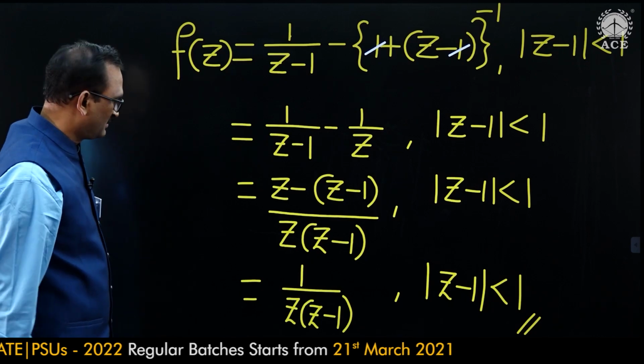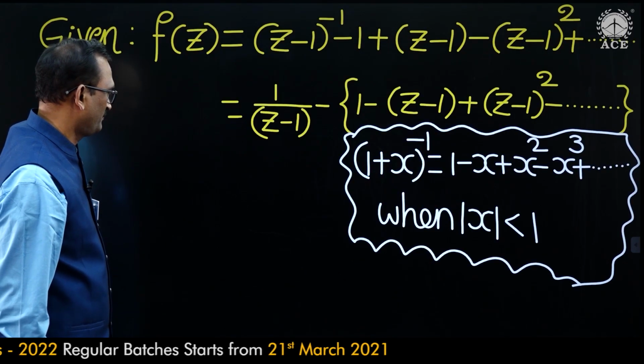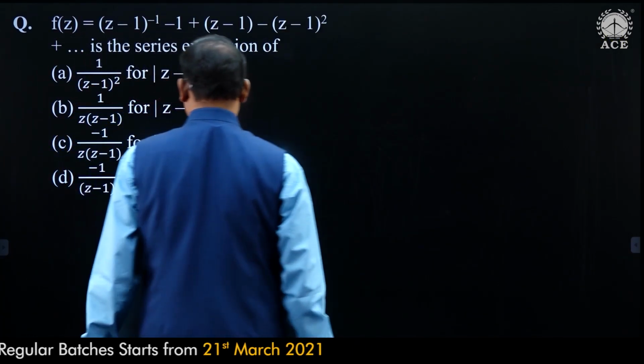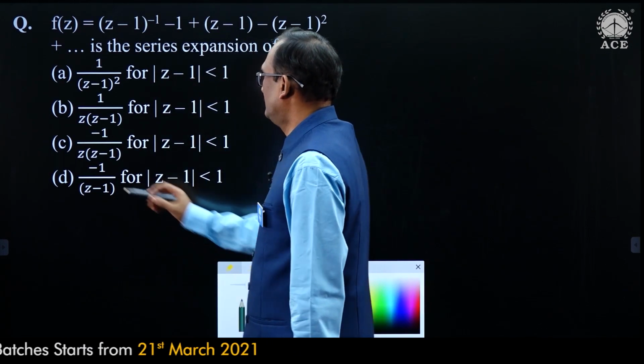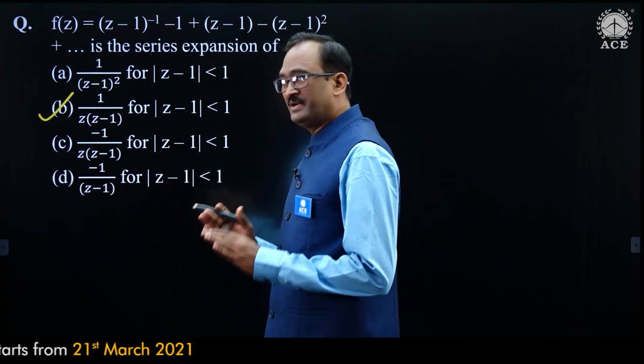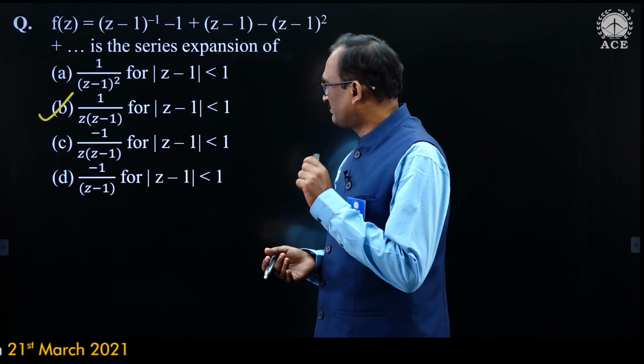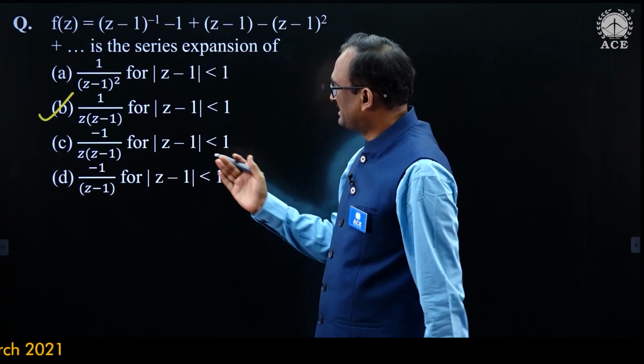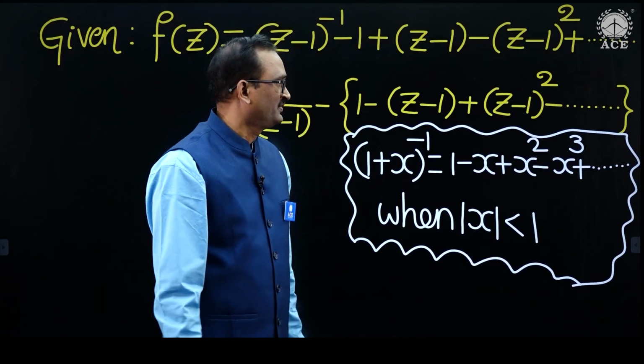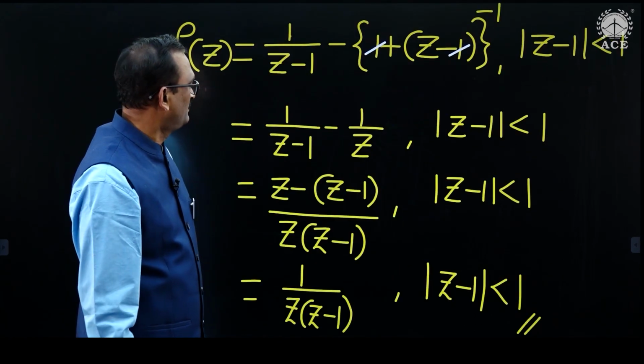Let us verify the right option. Option B, 1 by z into z minus 1 for modulus of z minus 1 less than 1. So that is the right answer. Let us see the next problem.